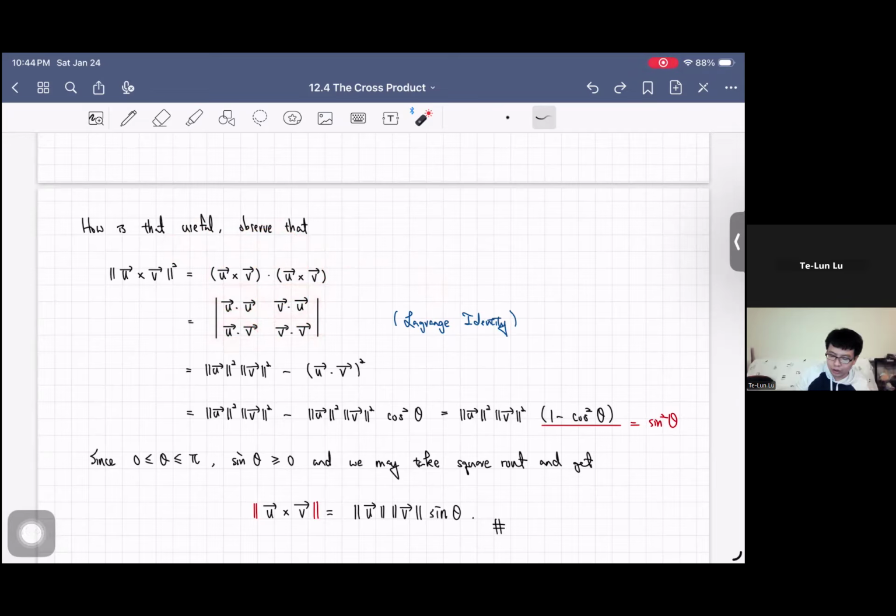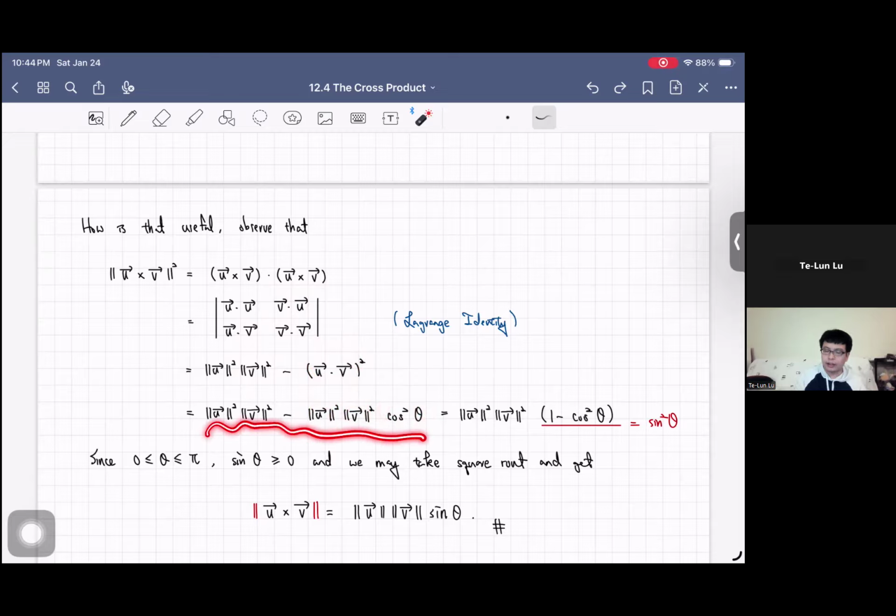However, again, u dot u is actually the square of its own magnitude. The same for v. And u dot v and v dot u are the same. The dot product is symmetric. So you get u dot v squared. However, we've learned in the dot product slide that u dot v is actually the magnitude of u times the magnitude of v times cosine theta, right? Taking the square, you get this guy.